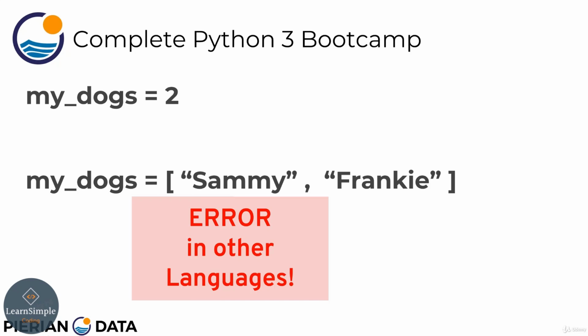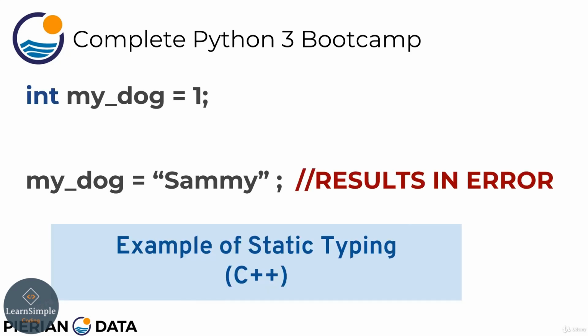That's because these other languages are statically typed. Meaning, in another language, such as C++, you'd have to say int for integer, and then say my_dog is equal to whatever integer value you want, such as 1. And then later on in your code, you would not be able to assign it a different data type. You would not be able to say my_dog is equal to Sammy, because that's no longer an integer, and that would result in an error.